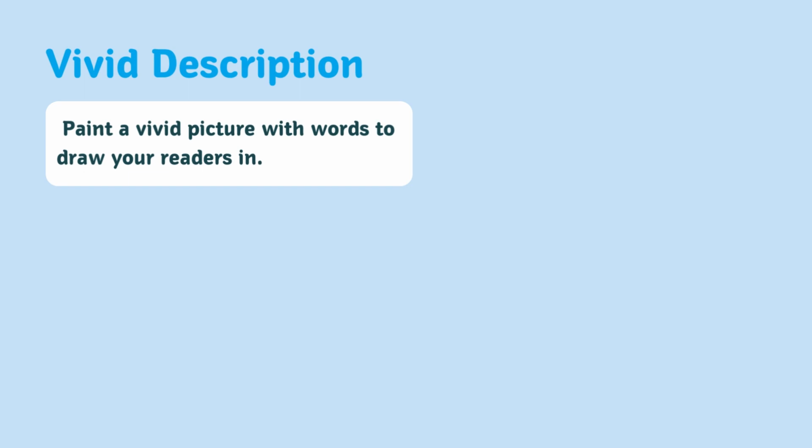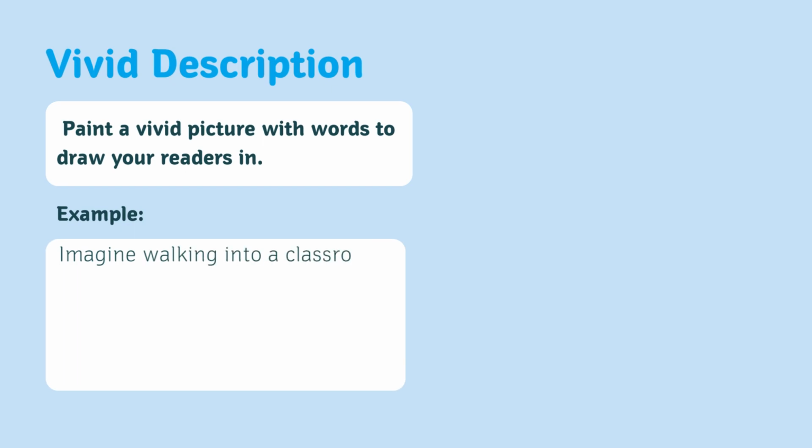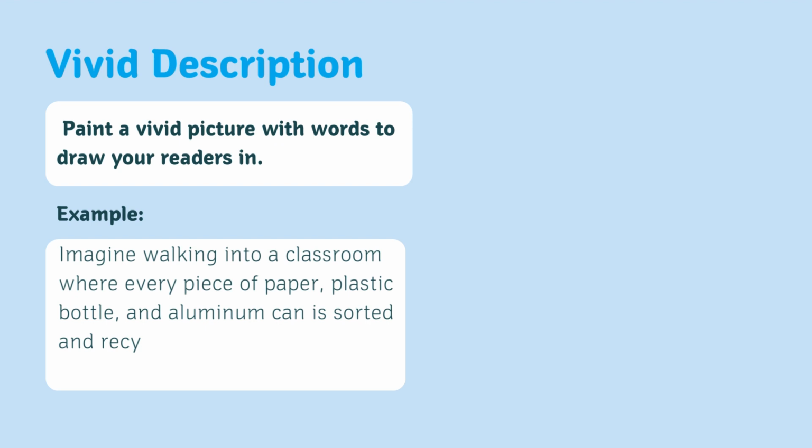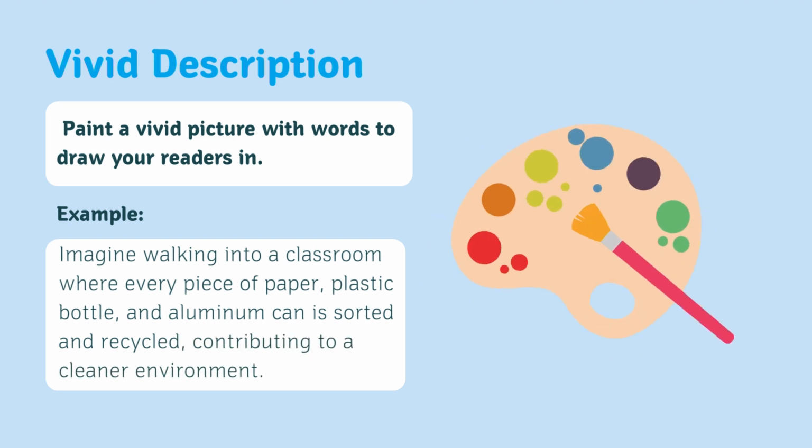Vivid description. Paint a vivid picture with words to draw your readers in. For example, imagine walking into a classroom where every piece of paper, plastic bottle, and aluminum can is sorted and recycled, contributing to a cleaner environment. This creates an immersive experience for your readers.